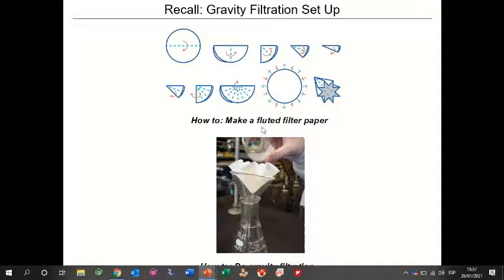So here, as we saw before in the previous experiment, is just a reminder of how to set up the gravity filtration filter paper, right? You need to put the filter paper this way in a funnel and in an Erlenmeyer flask to filter the solution.